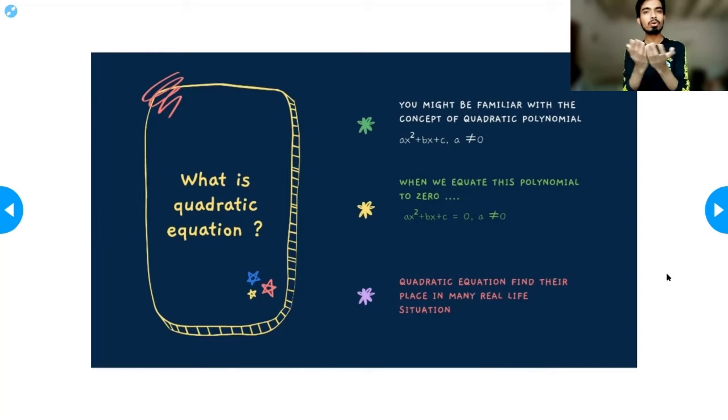Okay, so I hope you got the basic idea of how polynomials are converted into equations, and how quadratic polynomials are converted into quadratic equations. The reason behind it is to just make sense out of it. Okay, so with that, let's move forward.